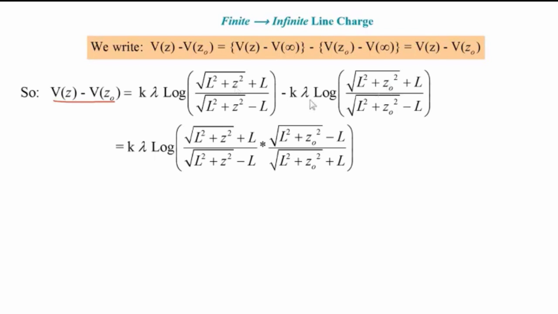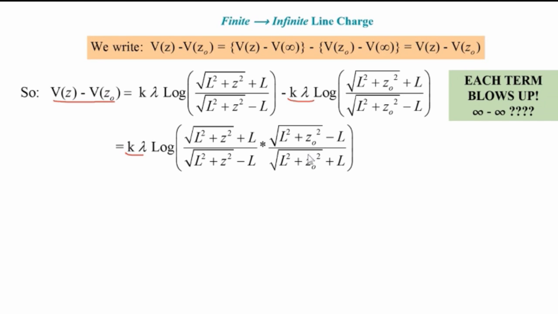Well, you've got two logs here, both times k lambda, so we can bring that outside, and then the two logs with the minus sign becomes a ratio. And so that's what I have here. So if I now look at both of these, they both blow up.